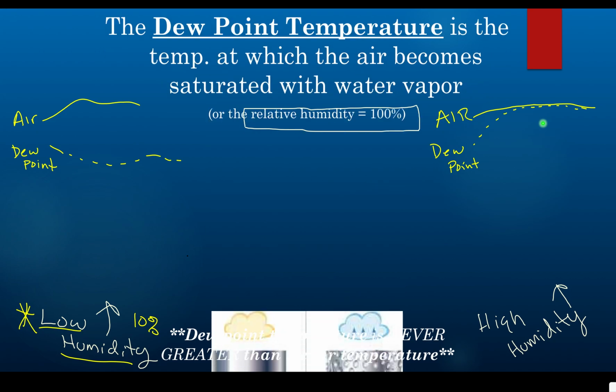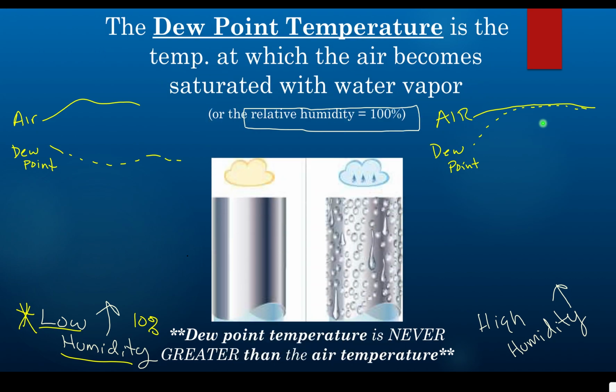And here's where it gets a little crazy or a little confusing, so bear with me and just take a minute to look over this. The dew point temperature is the temperature at which the air becomes saturated. So what that means is if the air temperature reaches the same temperature as the dew point, like we see over here on the right, we have a very high humidity.